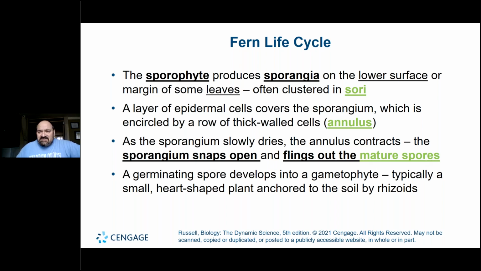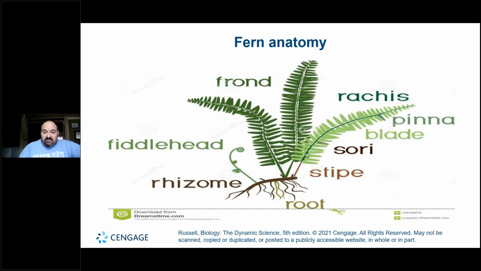That this can take place as far as the structures of the fern is concerned, allowing for a germinating spore. The spore will develop into a gametophyte, typically a small heart-shaped plant anchored to the soil by rhizoids. Again, it's a small gametophyte. It's the sporophyte that is dominant in these vascular plants, in opposition to what we were looking at before with the avascular plants. Right? So you're seeing here the basic structure and such. Okay.